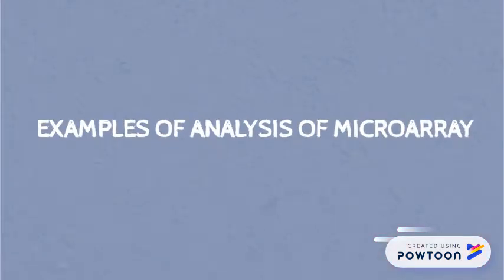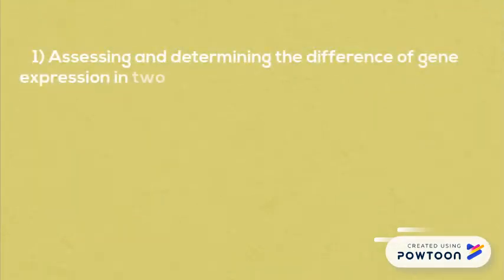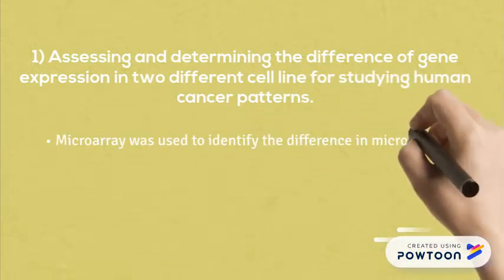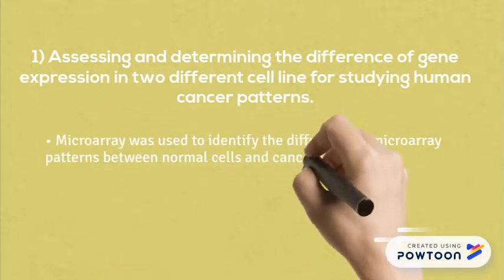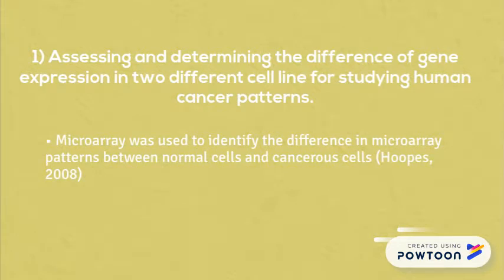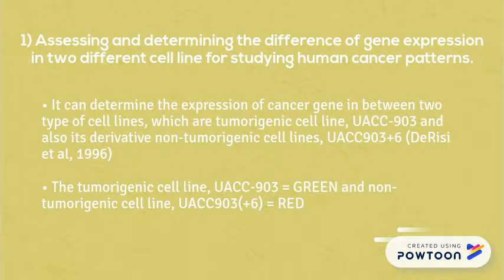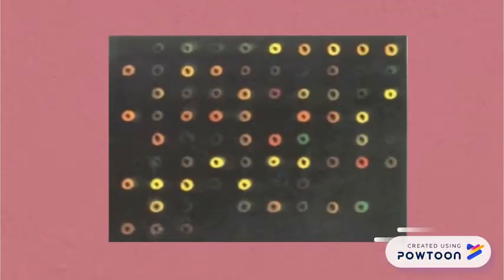Next are the examples of analysis of microarray. Firstly, assessing and determining the difference of gene expression in two cell lines for studying human cancer pattern. Microarrays were used to identify the differences in microarray patterns between normal cells and cancerous cells. It can determine the expression of cancer gene in between two types of cell line. Tumor-originated cell line USCC903 will show green color, while its derivative non-tumor-originated cell line USCC903 plus C will show the red color. The following image is an example of the results from microarrays in gene expression.